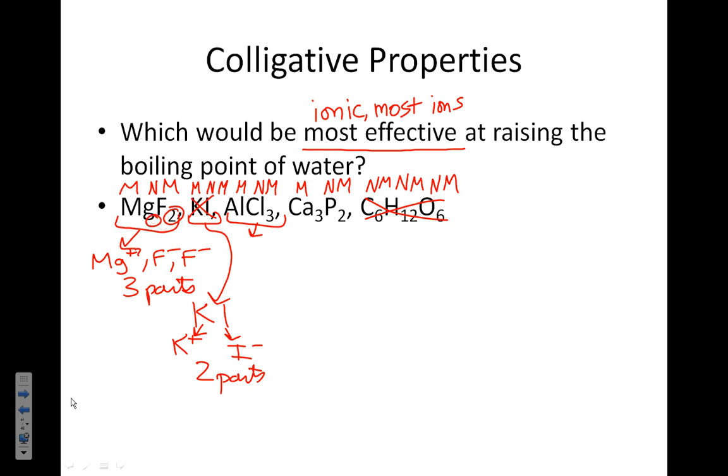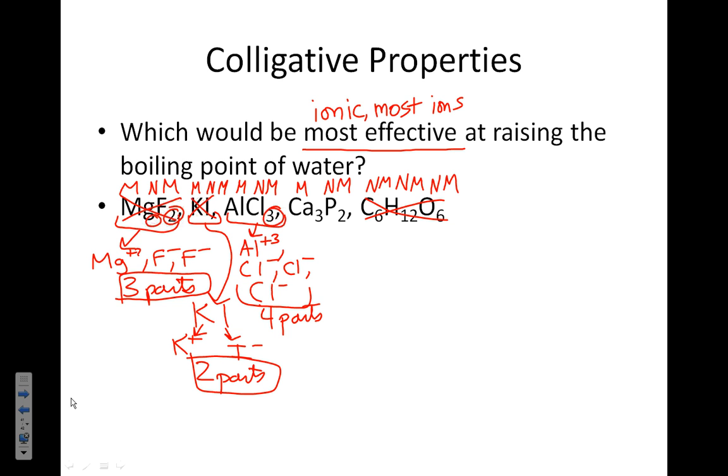Aluminum chloride, this is going to split into Al plus 3, and then 1, 2, 3 chlorines based on the subscript. So this thing has 4 parts. Okay, I'm looking at the subscript. So now I'm going to cross off the magnesium fluoride because, again, this is what I'm comparing. I'm seeing that the aluminum chloride has 4 parts.